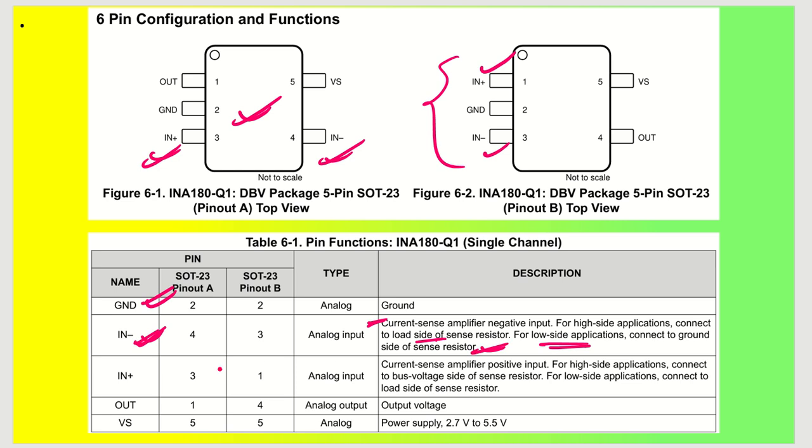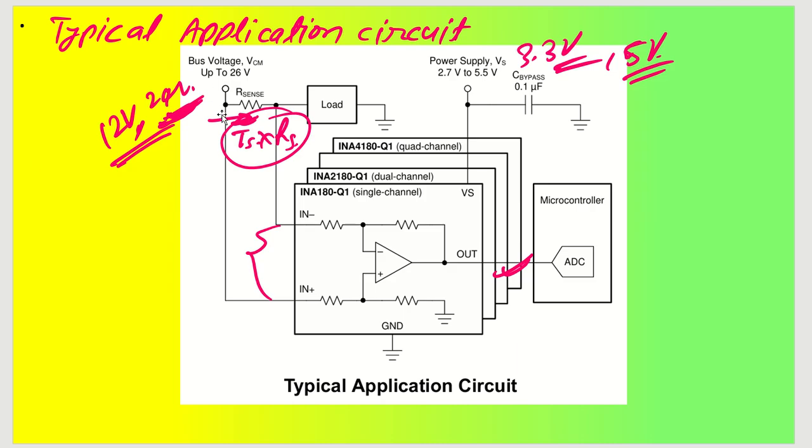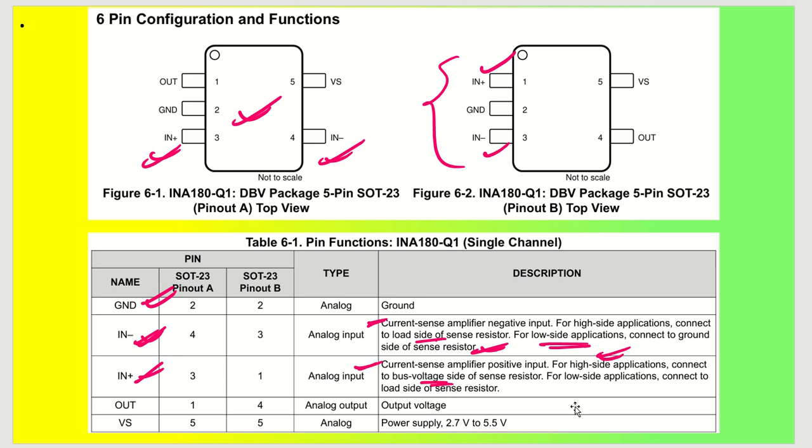Similar to that, for input plus, that is your positive input. For the high side application you have to connect it to the bus voltage, the input supply voltage, as I mentioned just now. This is my input side voltage, so this is a high side application. Okay, if you have a low side application, then it will get connected something like this. So positive will come after the load, and the negative will come to the ground, as it is mentioned here. For the low side application, this positive will be connected to the load side of the sense resistor.